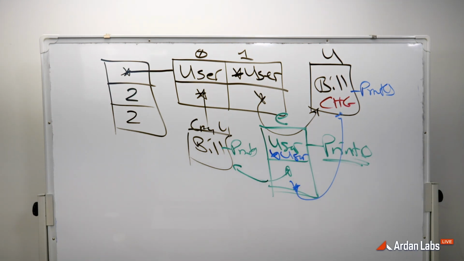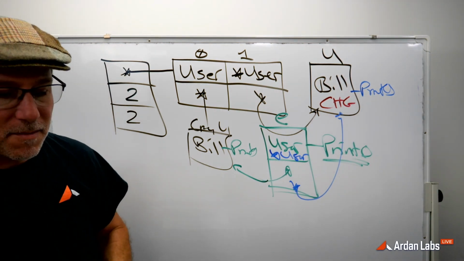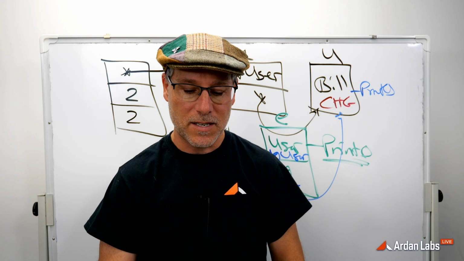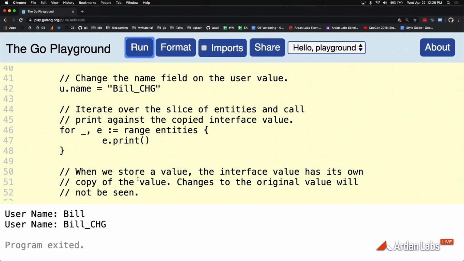These are a lot of the mechanics and things that are going on when we start thinking about this. So if I come back to the code and we run this, you'll see that we don't see the change on the first iteration. We do see the change on the second iteration. And it has to do with the fact that we're using these pointer and value semantics in different ways.